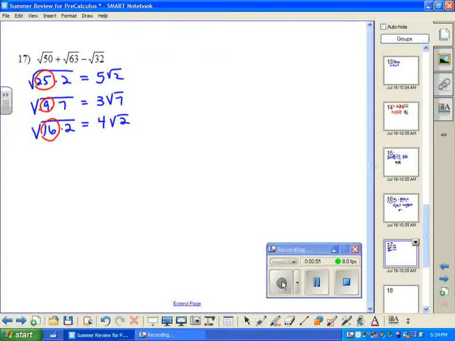So rewriting each of those expressions by pulling out the perfect squares, we have 5 times the square root of 2 plus 3 times the square root of 7 minus 4 times the square root of 2.